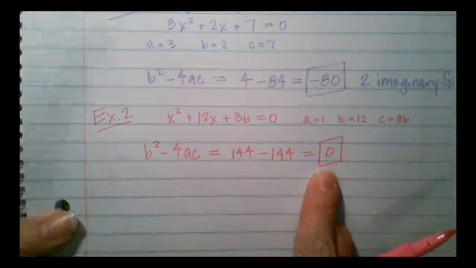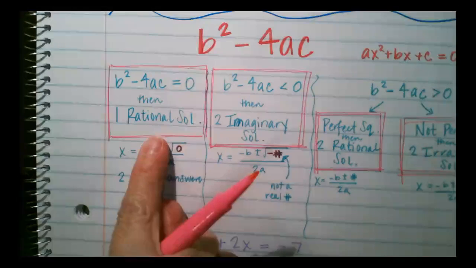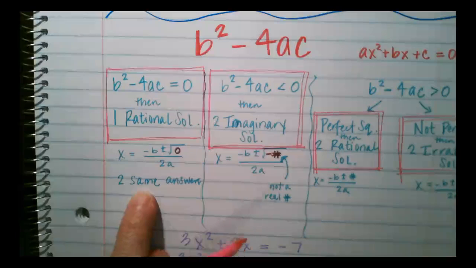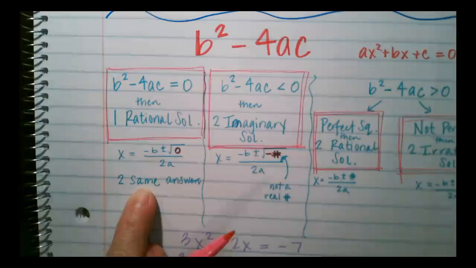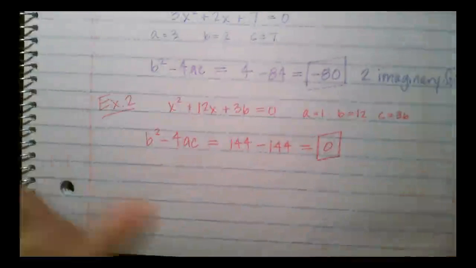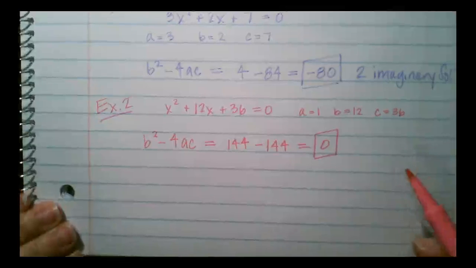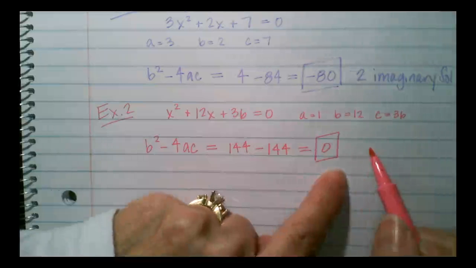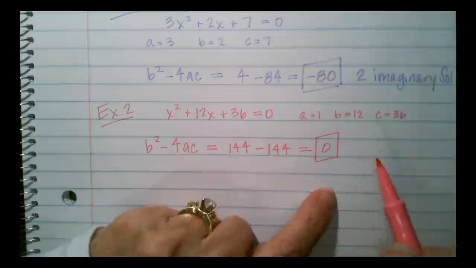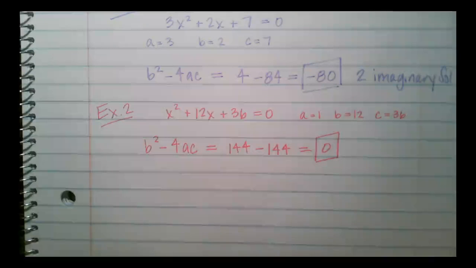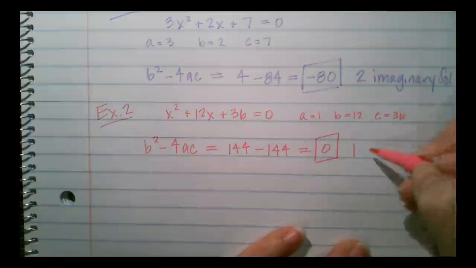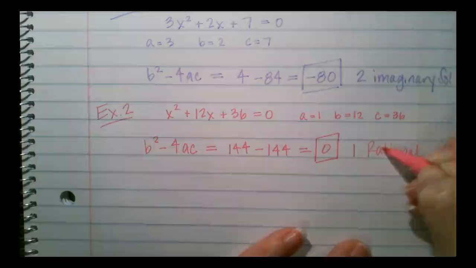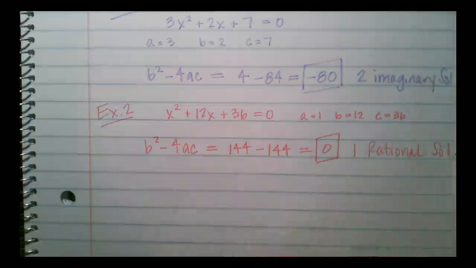So since the discriminant equals 0, I'm going to have one solution. It's actually going to be 2, but it's the same number twice. And the reason is because if I were to finish the quadratic formula on this one, I'm going to have negative b plus 0 over 2a and negative b minus 0 over 2a. So this means I have one rational solution. And it's basically the same number twice.